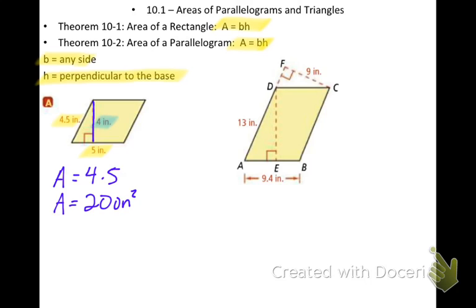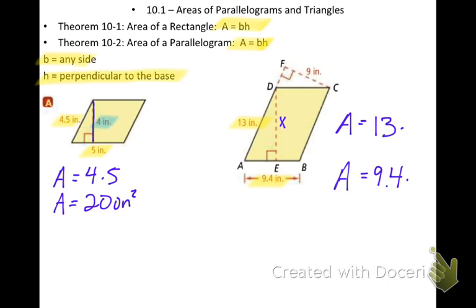Over here, it gets a little bit trickier. I want to find out what DE is, so I'm going to make DE equal to X. And so I'm going to set up two equations. Again, I have two different bases, and I have two heights which correspond with each base. So I have two equations, one for each base. The first one is going to be, I'm going to use 13 for my first base, and 9.4 for my second base. Then I just have to see which heights correspond.